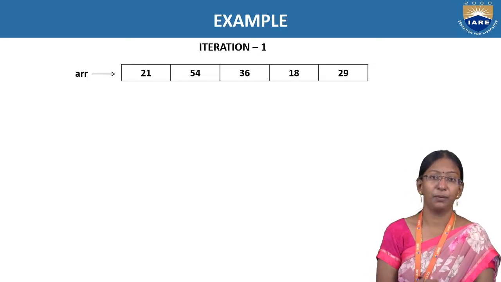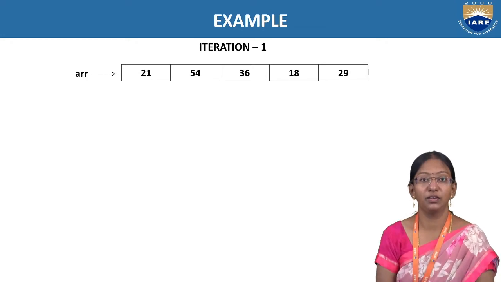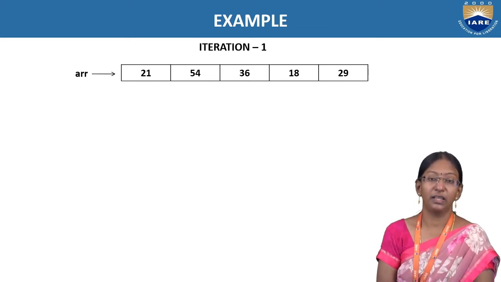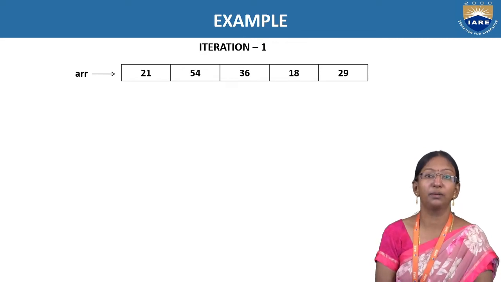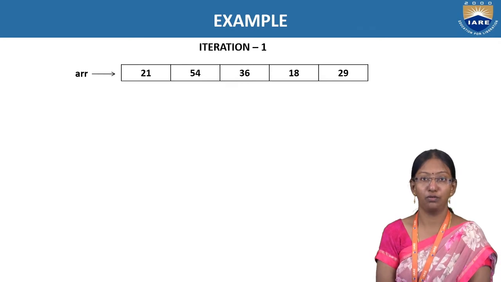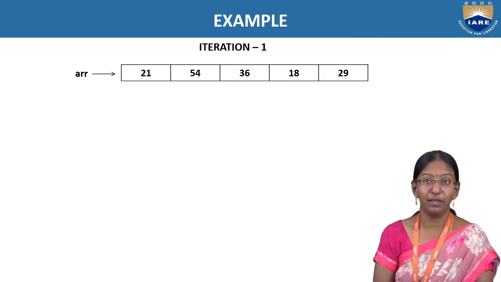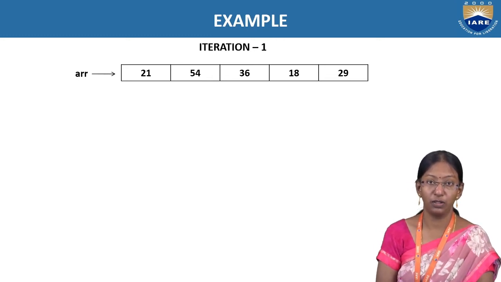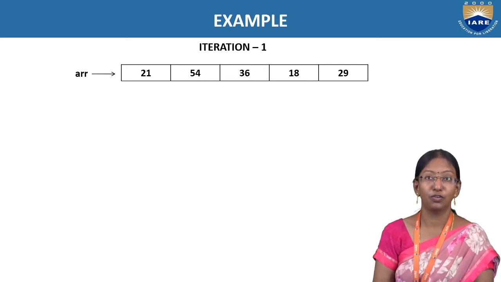Let's see the example. First iteration. Then you might be thinking, what is an iteration? Iteration is nothing but a single step in which we come to a partial solution. So let's see this example. I have taken 5 elements: 21, 54, 36, 18 and 29. This is an unsorted list which we have to sort now.